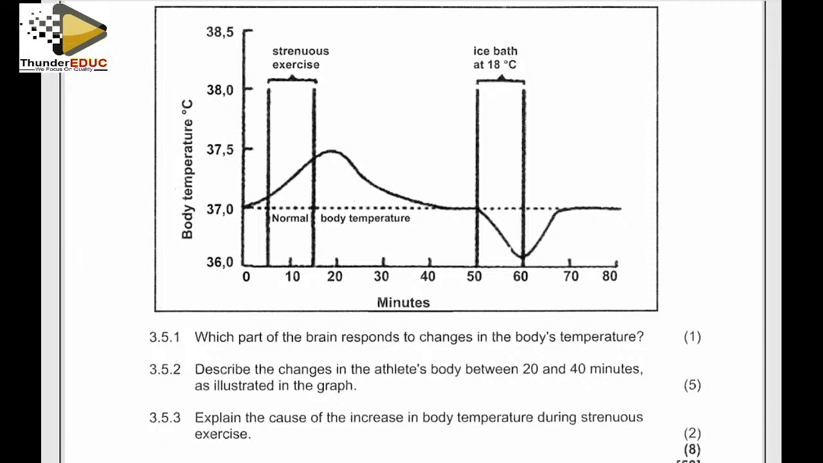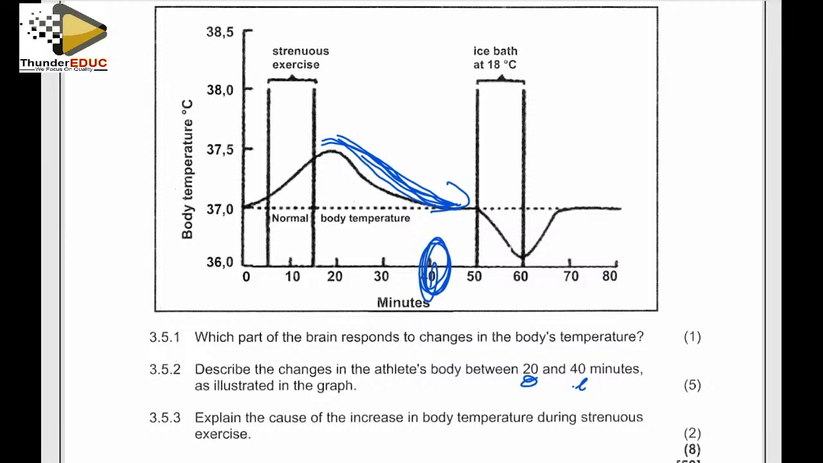Describe the change in the athlete's body between 20 to 40 minutes. What is 20? 20 to 40. So meaning that the temperature was too high. So I'm explaining when the temperature is too high, and when it's going down. You understand? Yes. So I want to explain how it came from here to here.